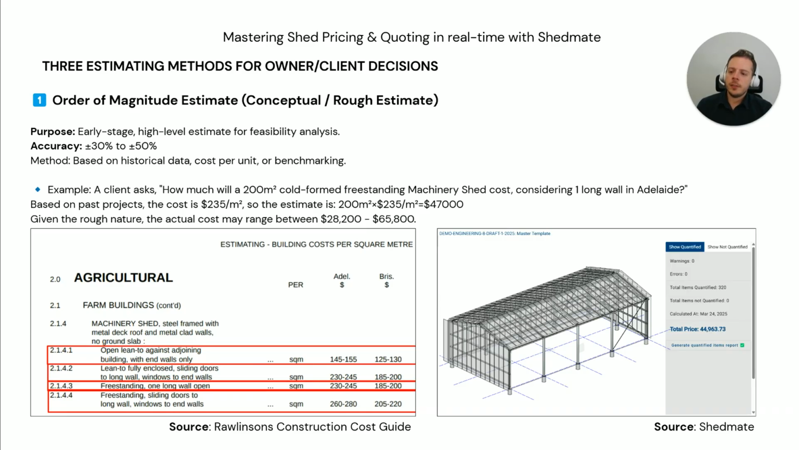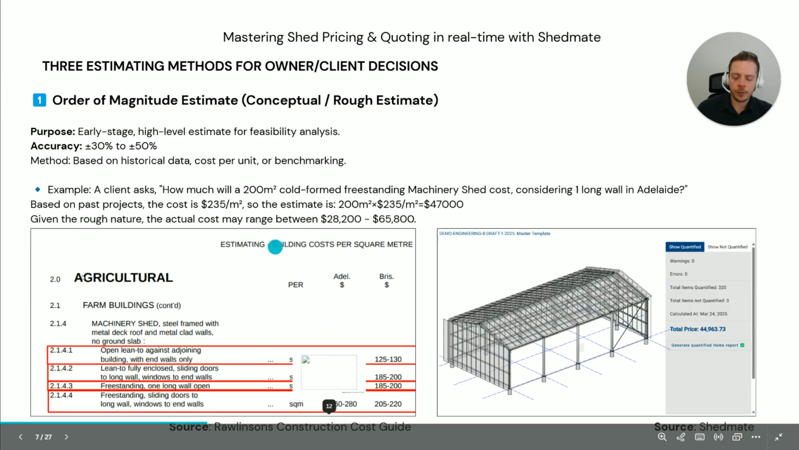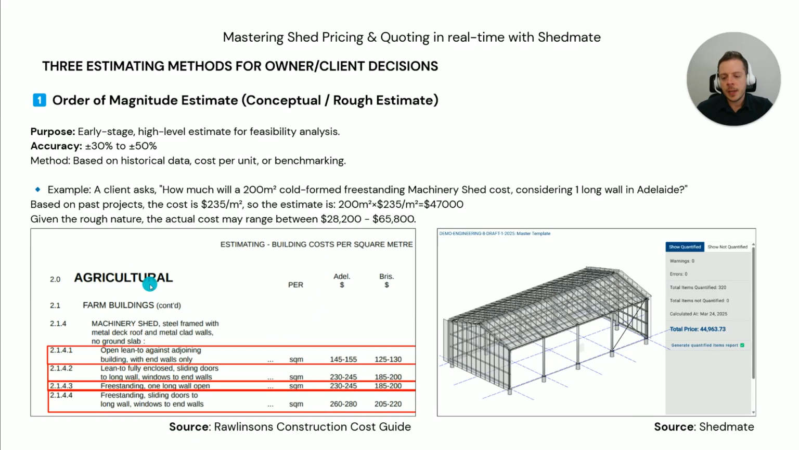The first one is the order of magnitude estimate, or conceptual rough estimate. So that's generally that ballpark figure that someone in the pub is asking you: hey, you're a shed business, how much would it cost me to build this shed? If you're starting up with the Rawlinsons Construction Cost Guide, this image of agricultural sheds was taken from that book. It actually tells you for different types of sheds.